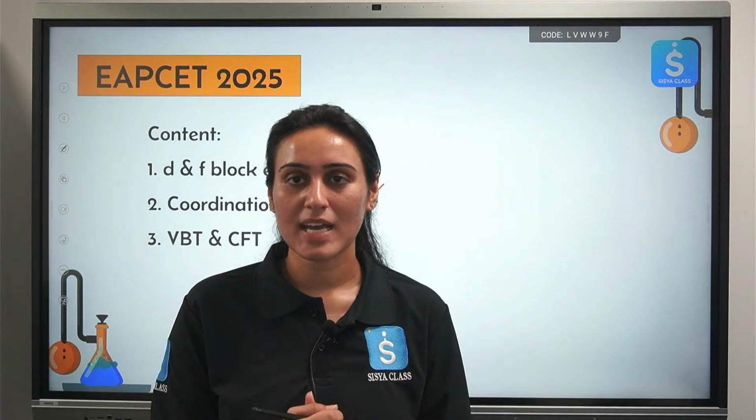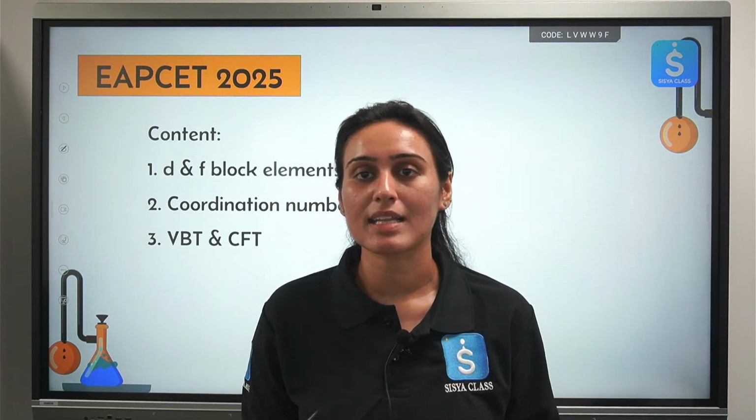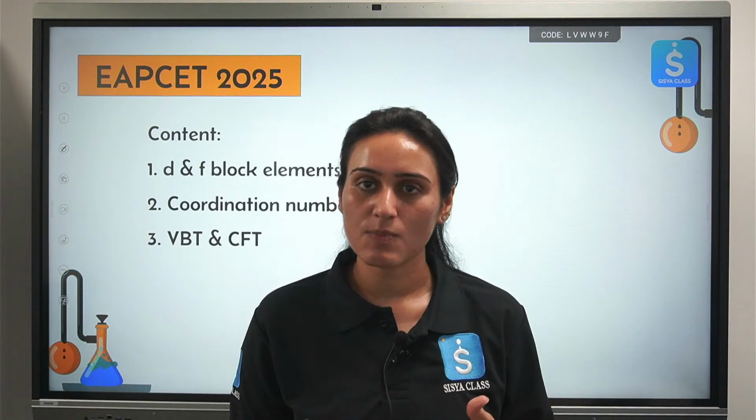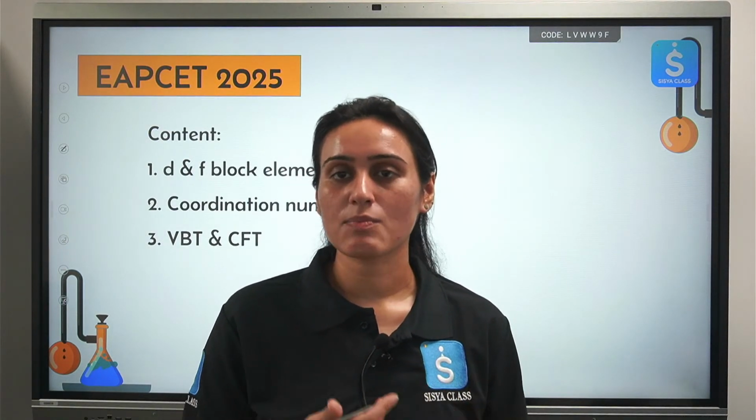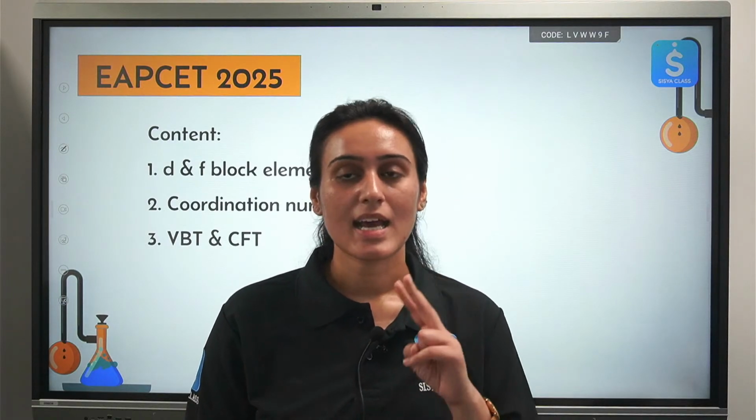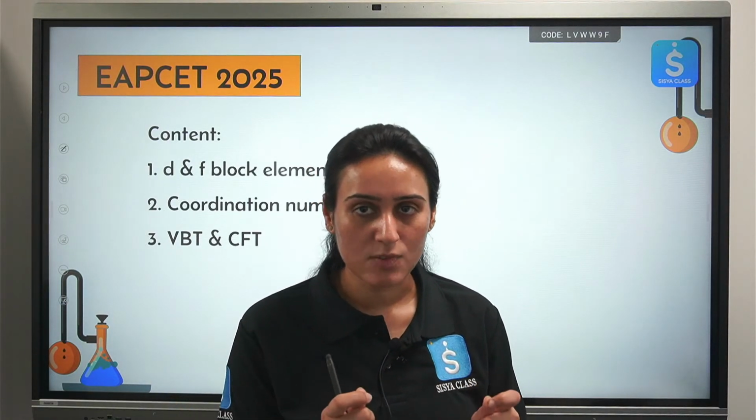Okay, so once we are done with that, we are going to discuss different theories by which we can explain the bonding in our coordination compounds. So we have valence bond theory, we have crystal field theory. We will understand certain important points of both of these theories, and then we will solve questions based on them. Okay, so let's begin with our content part first.